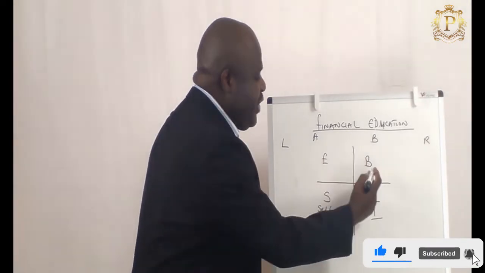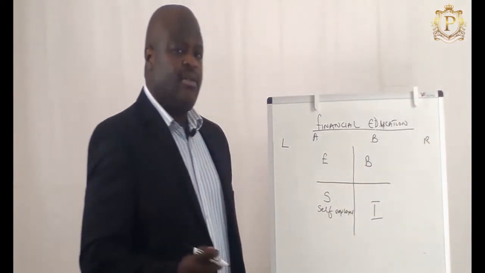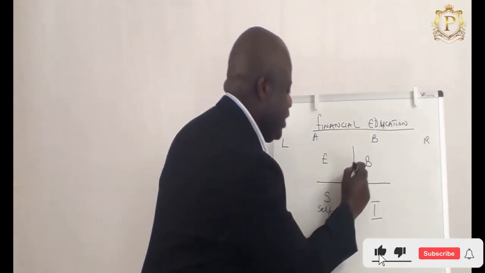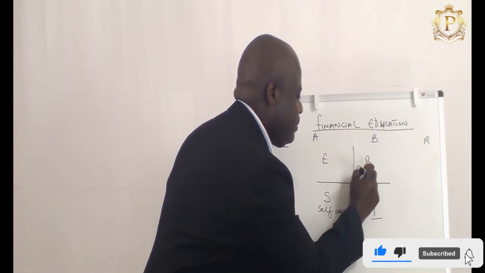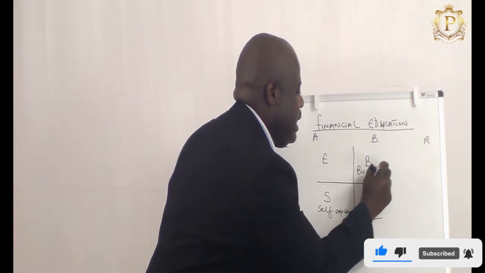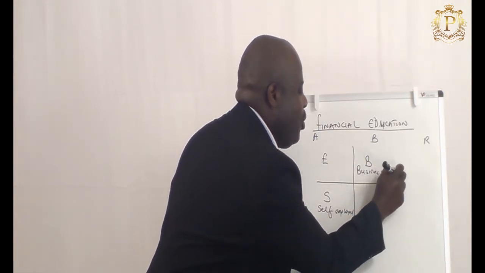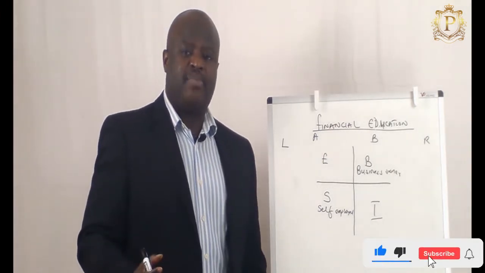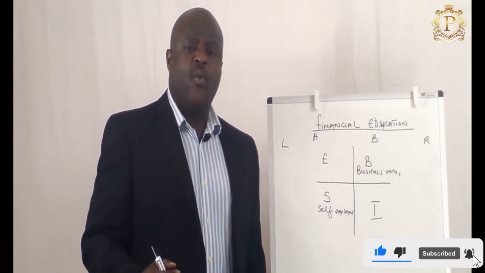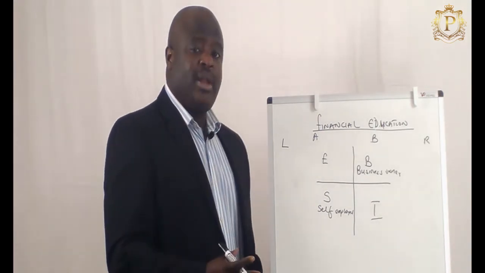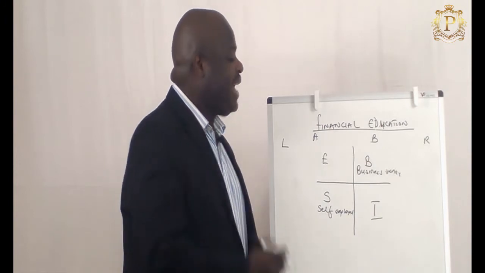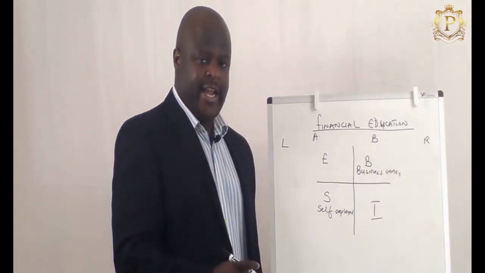Now, moving over to the right side. The right side, which we'll be looking at, the B, is for the business owner. Okay? So, for the business owner, these are people who have been able to set up businesses, establishments, corporations, whereby the mechanism put in place has been able to run on its own without the owner of the business being there.